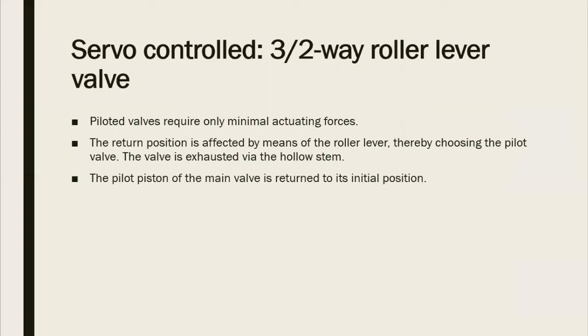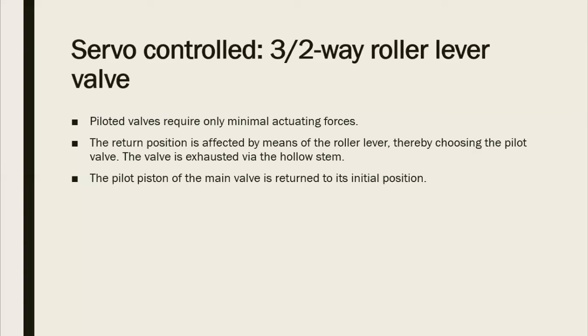The first effect is the closing of path 2 to 3, followed by the second disc seat opening the airway from 1 to 2. The return position is effected by releasing the roller lever, thereby closing the pilot valve. The valve is exhausted by the hollow stem. The pilot piston of the main valve is returned to its initial position by the reset spring.